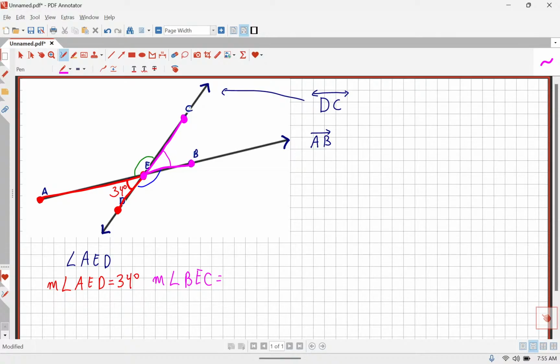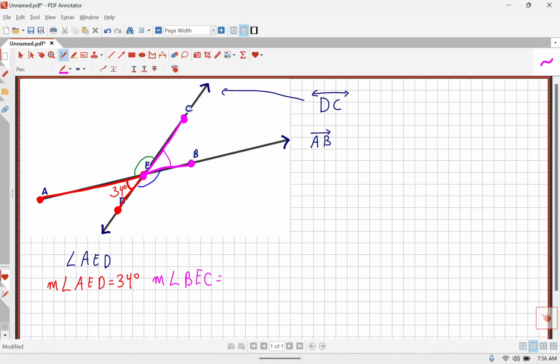When I say teach, I want you to say, okay, do you remember how to use the measure of angle AED to find the measure of angle CEB? Give it a try and teach!